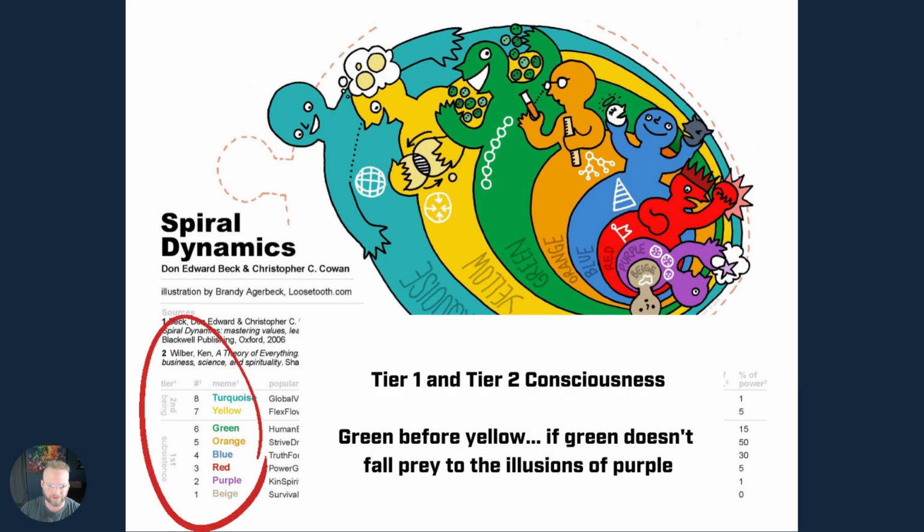And yeah, I already started diving into this a little bit, which is the break between green and yellow, the difference between first and second tier of consciousness. Over here, it's listed as first subsistence, and then second being, which is how these tiers are named in this particular model. And I already talked about green before yellow, if green doesn't fall prey to the illusions of purple.